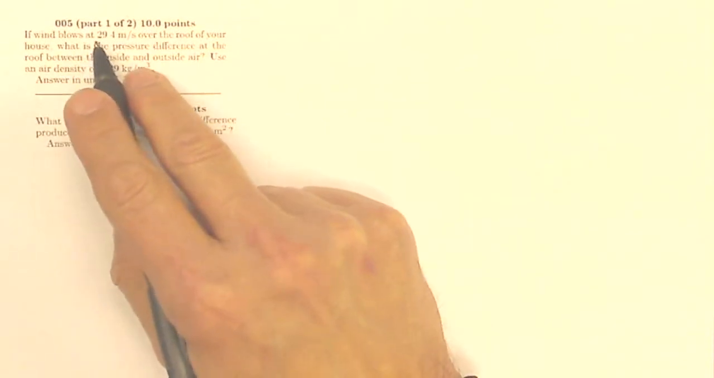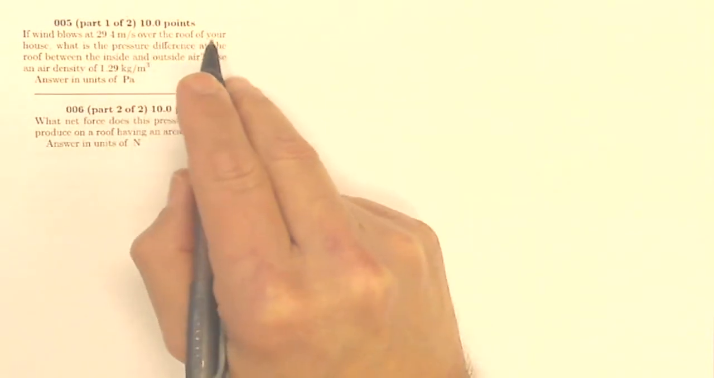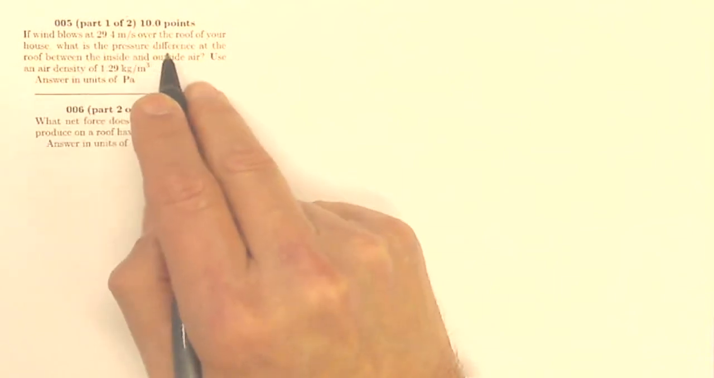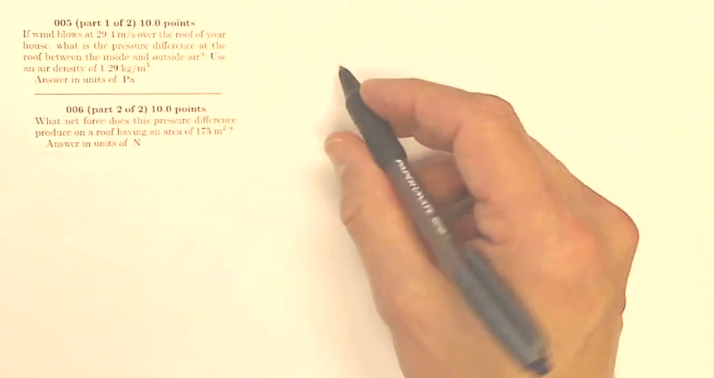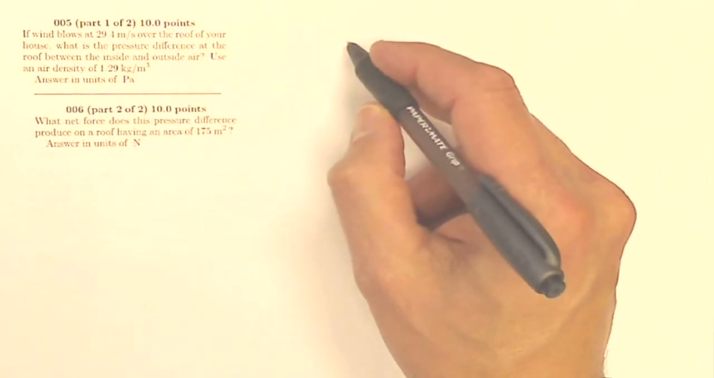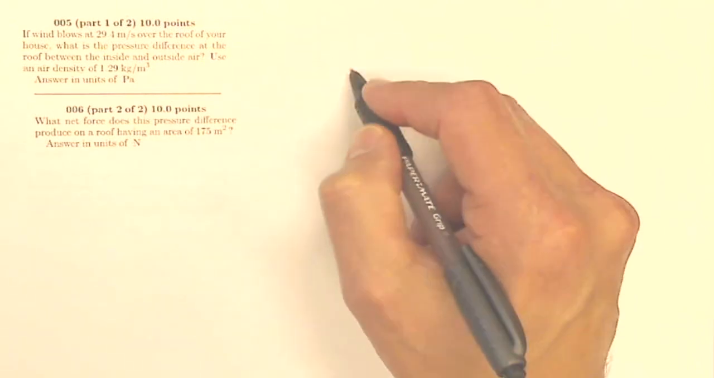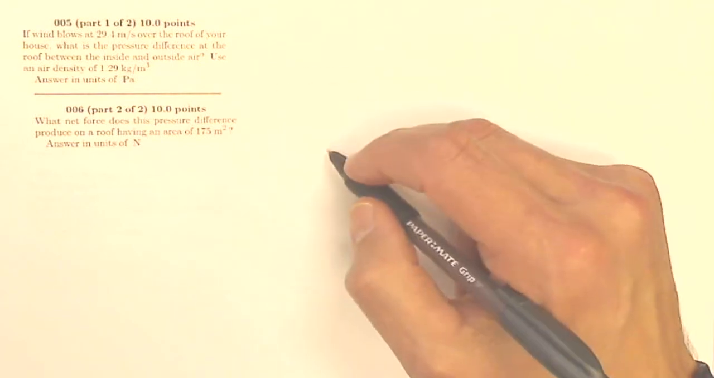If wind blows at 29.4 meters per second over the roof of your house, what is the pressure difference at the roof between the inside and outside air? Use an air density of 1.29 kilograms per meters cubed. Answer in pascals. So what I have is pressure and velocity on one side, and I've got a pressure and a velocity on the other side, and I want the pressure difference.